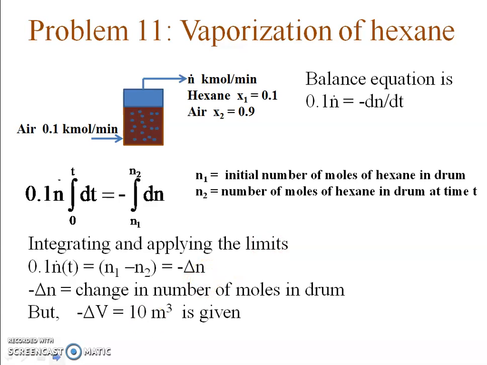Now we have been given minus delta V, that is equal to 10 meter cube. But we can make use of the physical constants which we have been given and convert this delta V into delta N. So after integrating, I got this equation. This equation gives you the difference in the number of moles, initial minus final, denoted by minus delta N. Delta N I can find out because I have been given delta V, and I have to find out the time required to vaporize 10 meter cube.